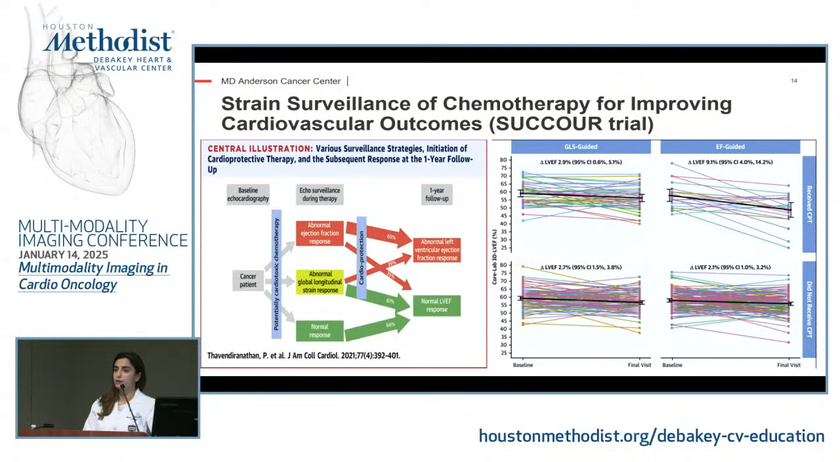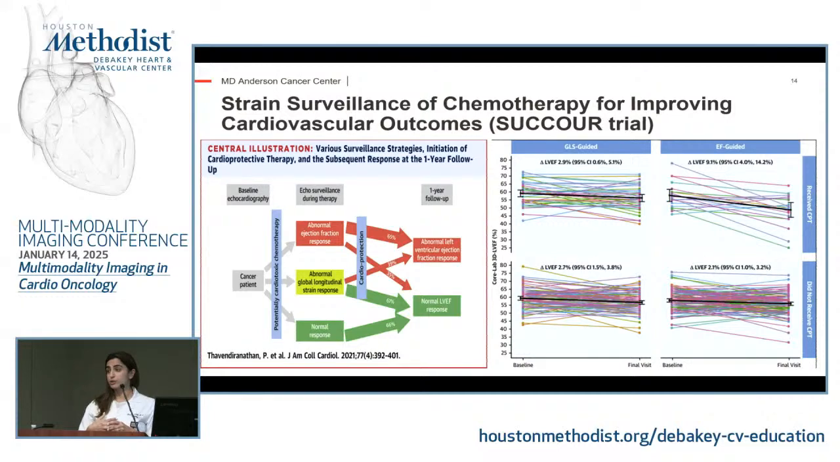One of the more robust trials here that was published is the SECOR trial, and this trial risk stratified patients who were receiving anthracycline-based therapies, the doxorubicin-based agents. The predominant nature of those patients were metastatic breast cancer, to an LVEF guided strategy or an abnormal strain guided strategy. So they all started off with normal LVEFs, and over a year span, the patients who had a decline in LVEF versus those who got treated based on a decline in strain were followed over time.